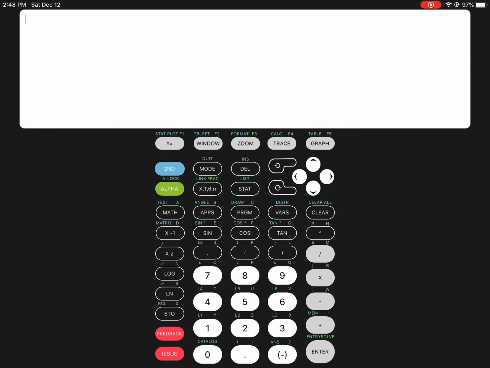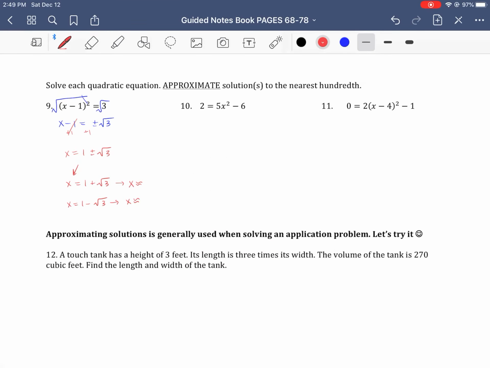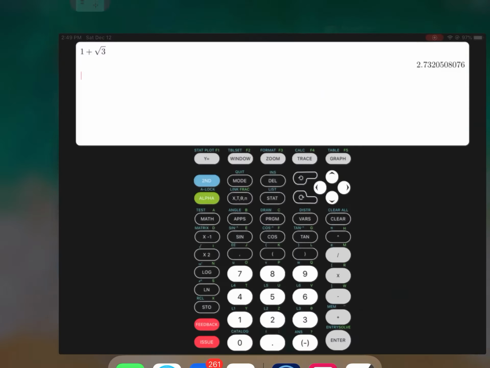So I'm going to go to my calculator and I'm going to plug in 1 plus the square root of 3. Notice here it approximates 2.73205. So I'm just going to go 2.73, and that will be my first answer here. So that's one of them.